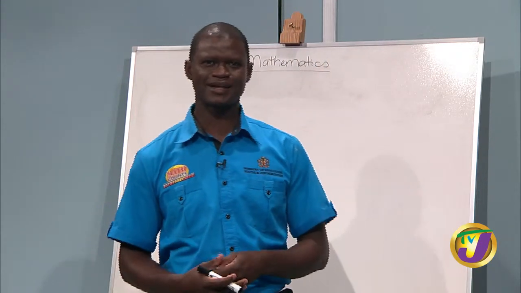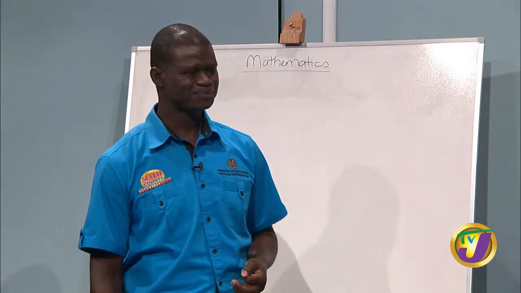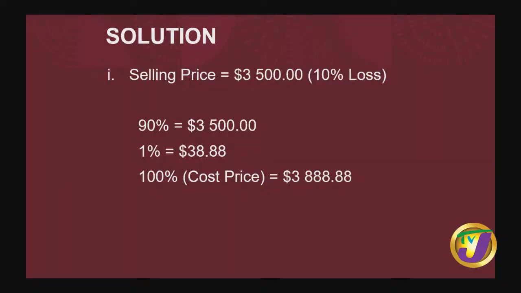Okay, welcome back to class time. We have been looking at consumer arithmetic. Let us continue. Just before the break, we threw out a question. We now know that the cost price, or the price that we bought our shoes for, was $3,888.88, but we sold the shoes for $3,500. We asked our viewers to calculate the loss that was made first, and then work on the loss percentage.